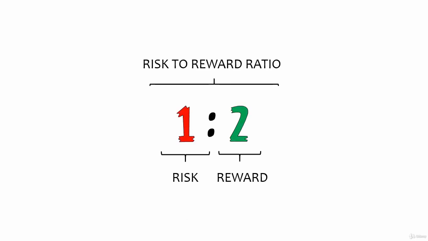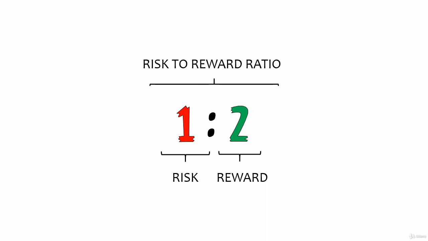So for example, if you're risking $10 on a trade and you're aiming to make a profit of $20, your risk to reward ratio is going to be 1:2. Likewise, if the distance between your trade entry level and your stop loss order is 40 pips, your profit target would need to be placed 80 pips away from your trade entry level if you would like to maintain a 1:2 risk to reward ratio.